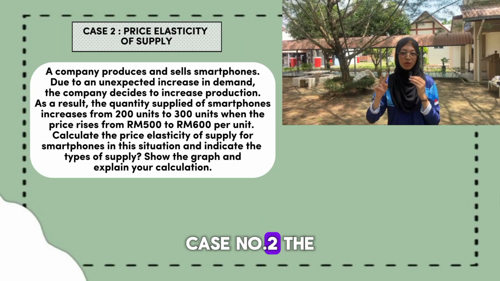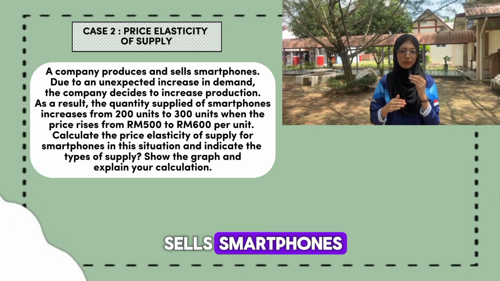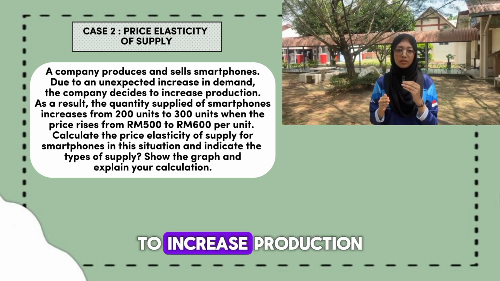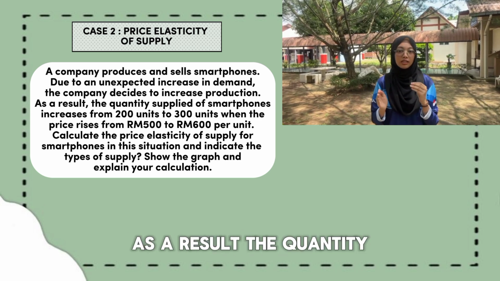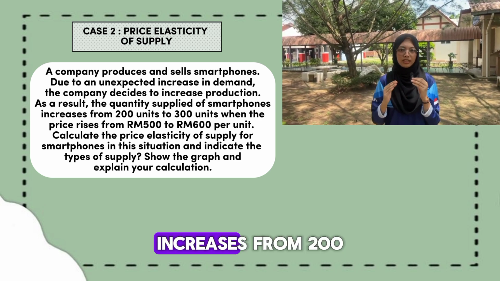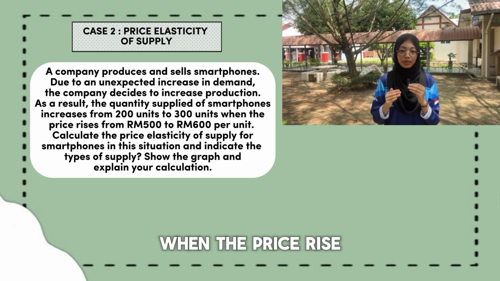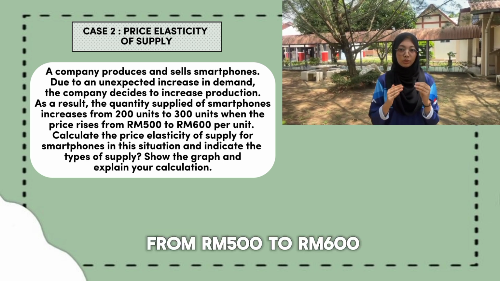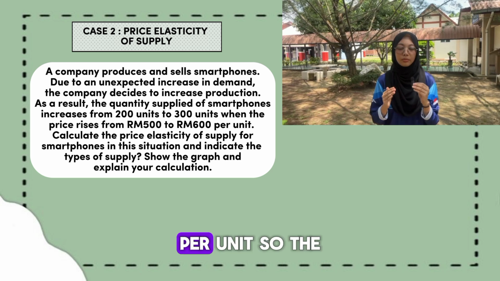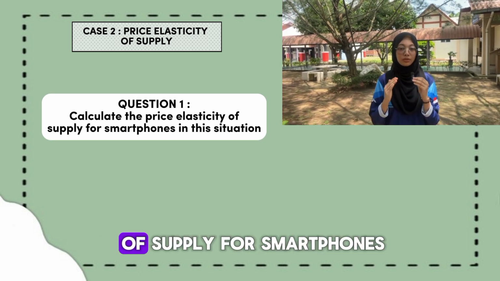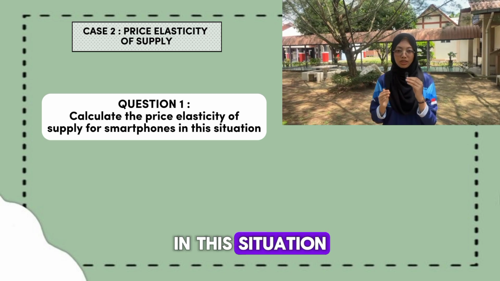Case number 2. A company produces and sells smartphones. Due to an unexpected increase in demand, the company decides to increase production. As a result, the quantity supplied of smartphones increased from 200 units to 300 units when the price rose from RM500 to RM600 per unit. So, the first question is: calculate the price elasticity of supply for smartphones in this situation.